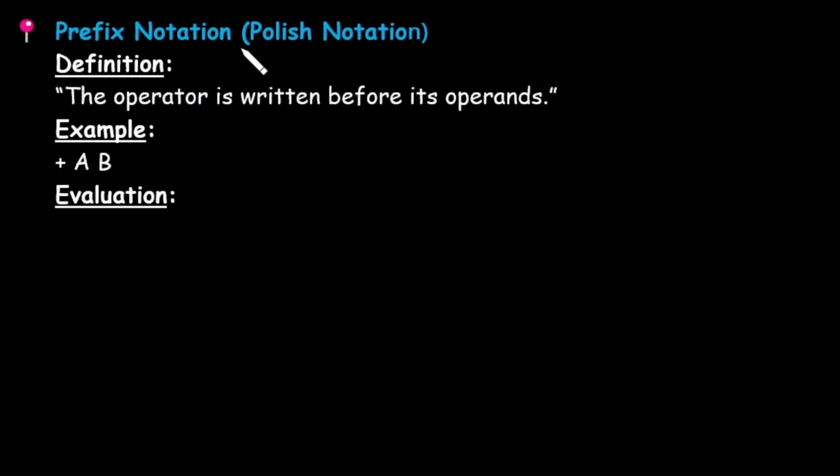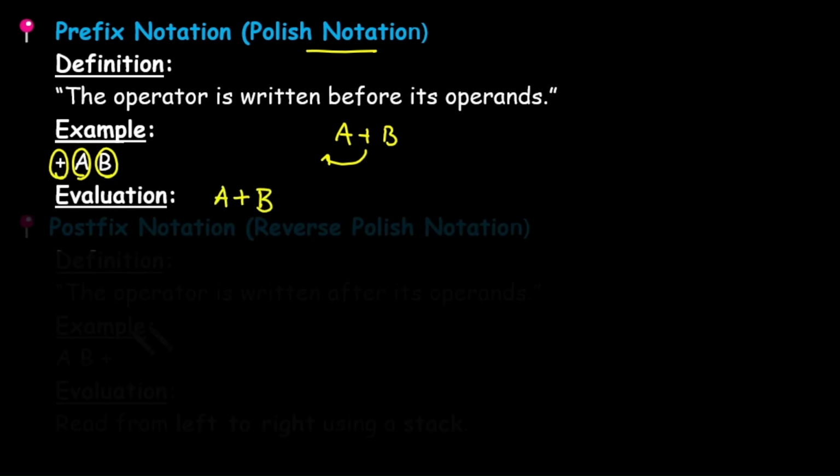Next we have the prefix. Prefix is also called the Polish notation. In this form, the operator comes before the operands. It means if I write A plus B in human form, in prefix we first write the operator, then the operands. Operands mean variables or constants. And in this case, when we evaluate, the operator applies to the next two operands.